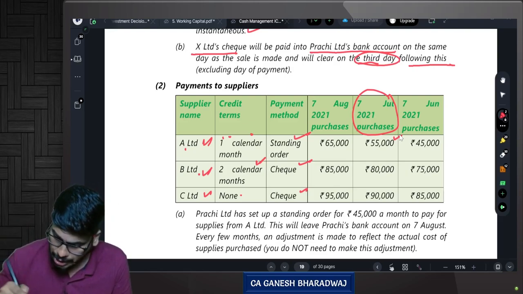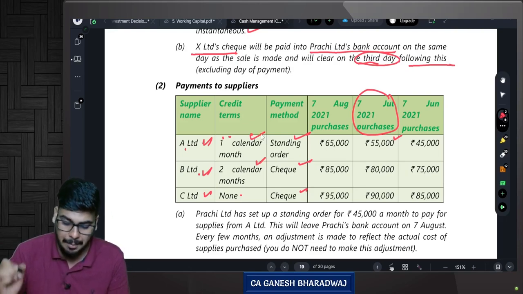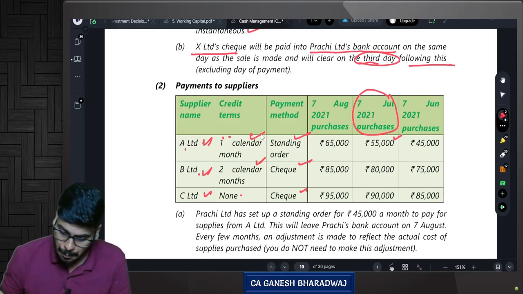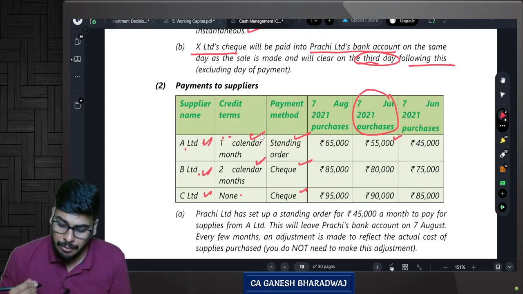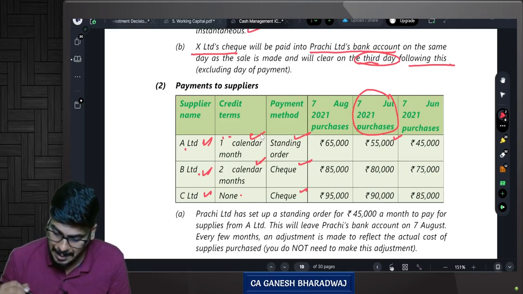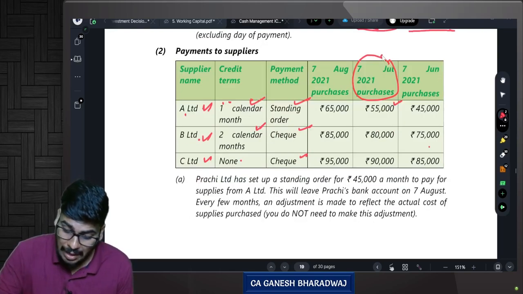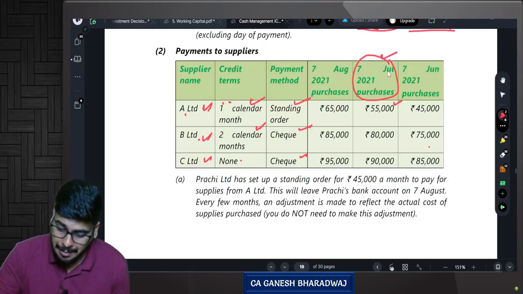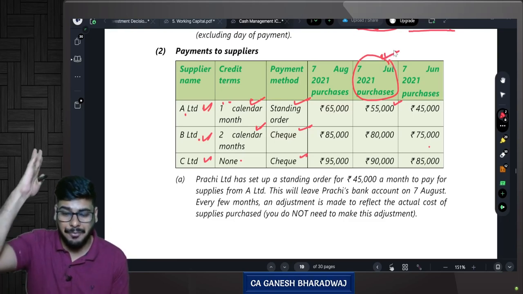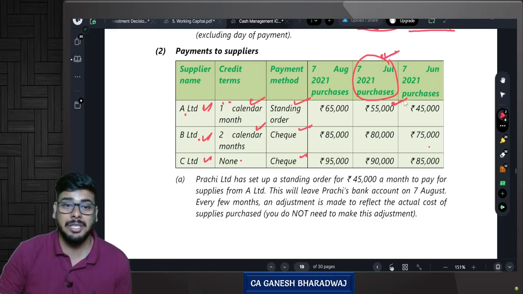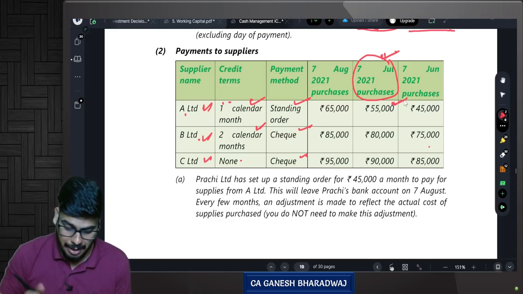So this 55,000 rupees is actually the amount of payment that comes in, one second. So look at this. This is one calendar month, right? This is one calendar month. So basically, on 7th of August, what will be the amount that they will be paying? What are the relevant purchases? The purchase from 1 month before, 55,000 rupees that I need to pay. Correct or not? But wait.